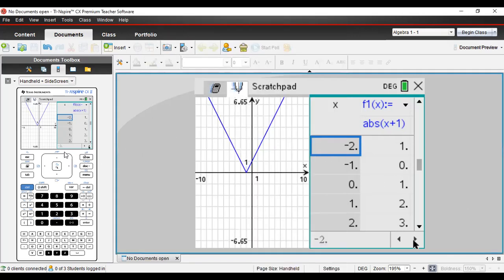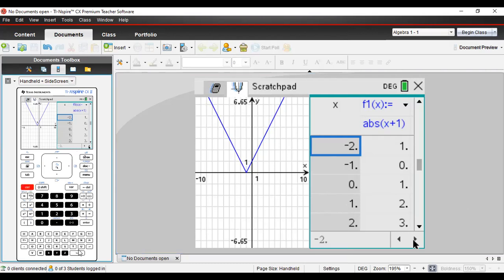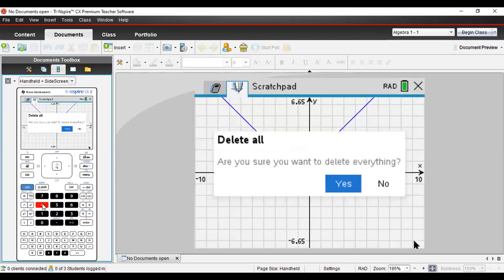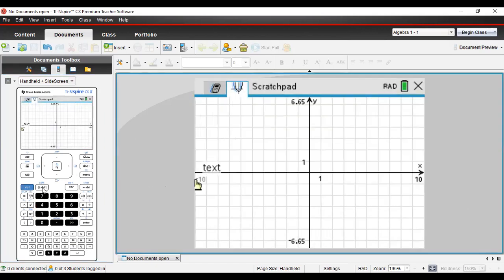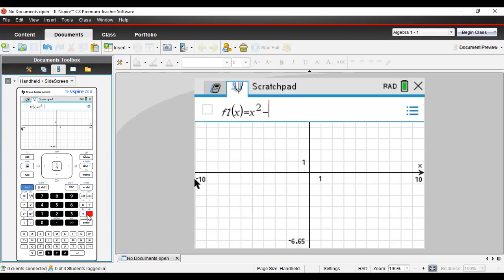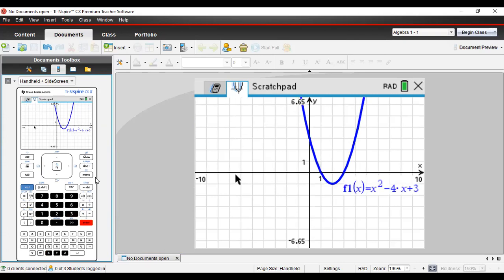Let me get rid of this. So get rid of the table, Control T, boom, it's done. Now we're going to do menu 14, get rid of that, and let's start over. So the very first function, press tab, is going to be a quadratic. It's x squared minus 4x plus 3. Press enter. That's what it looks like. Now, let's just go get some points off of that one. So that's f of x. I'm going to go to the table, Control T.